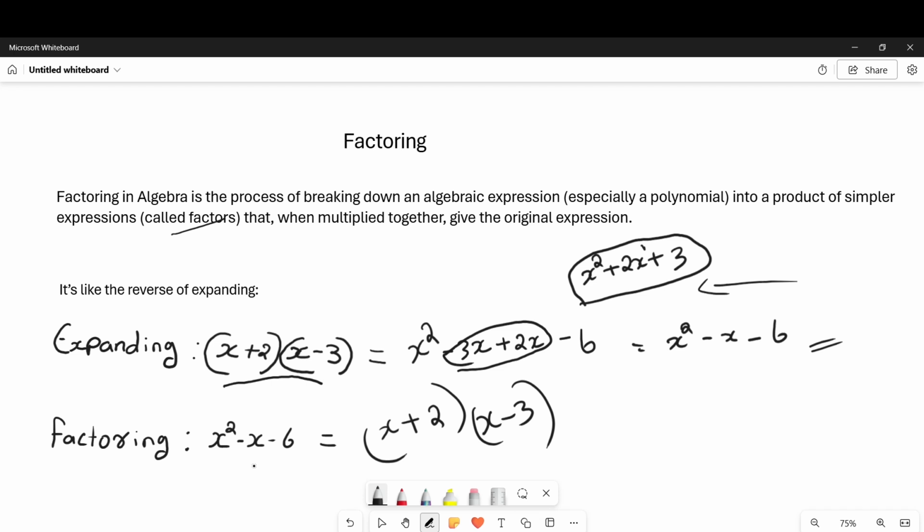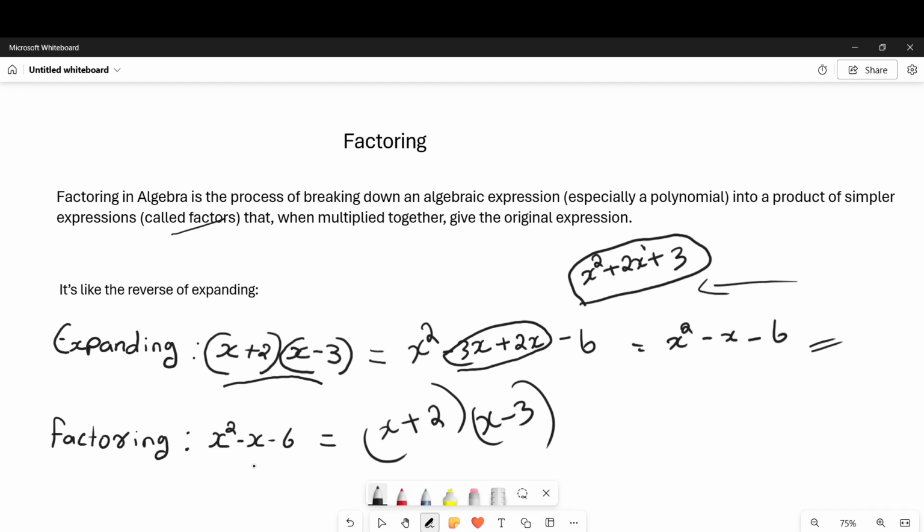So now you have a basic idea of what factoring is and what expanding is. Expanding means we multiply two factors term by term and expand them into a polynomial expression. Factoring is the reverse: we start with the polynomial expression and go backward, breaking it down into smaller factors. Okay, so this is called factoring.